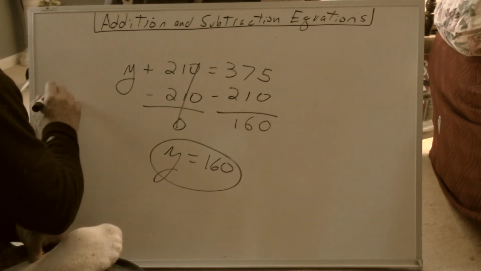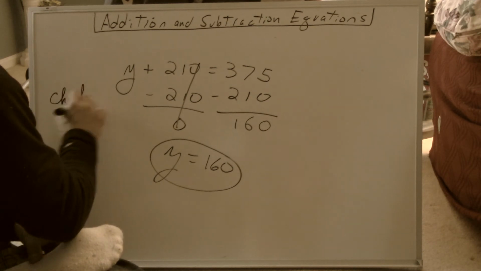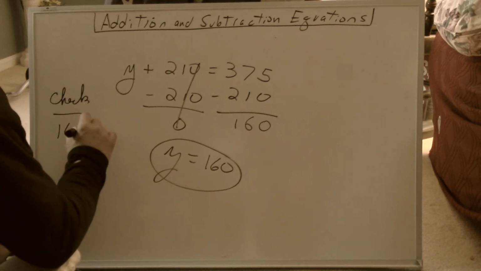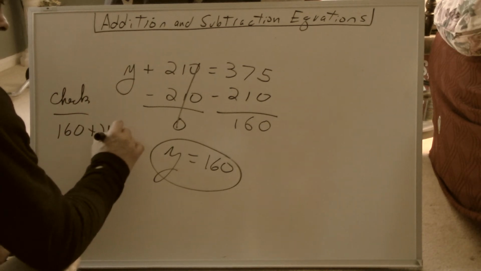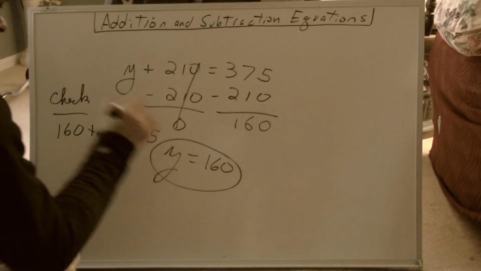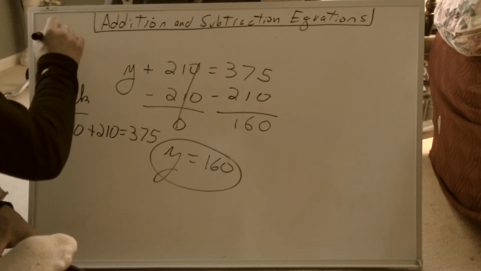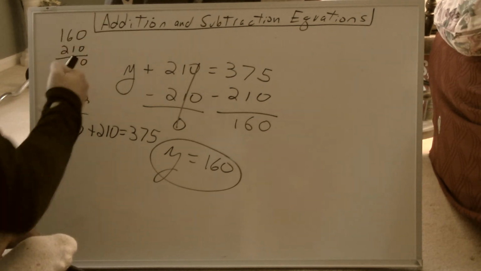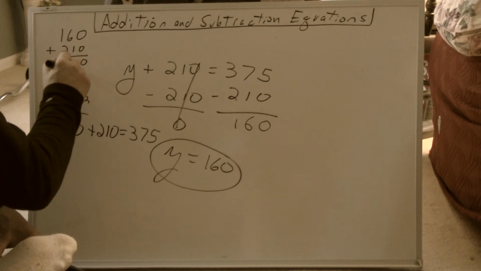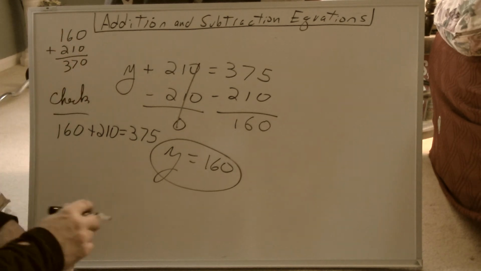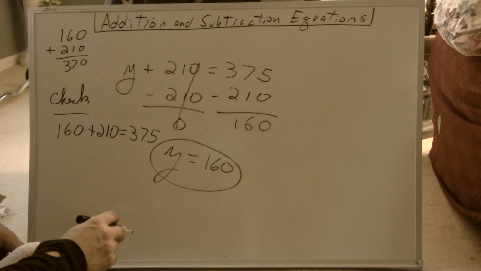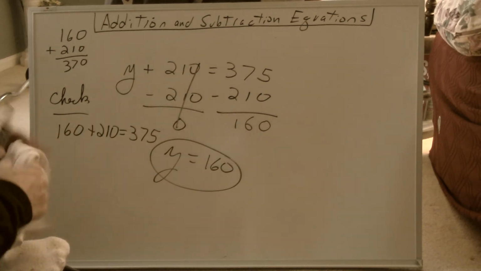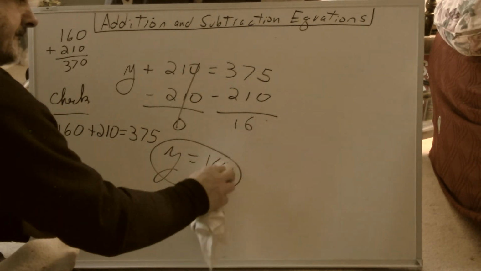Let's prove it's true. Come over here. 160 plus 210 equals 375. Now, let's just do it up here. 0 plus 0 is 0. 6 plus 1 is 7. 2 plus 1 is 3. Uh-oh. What's wrong? I put a 0 here instead of a 5. Silly me. You didn't catch that.